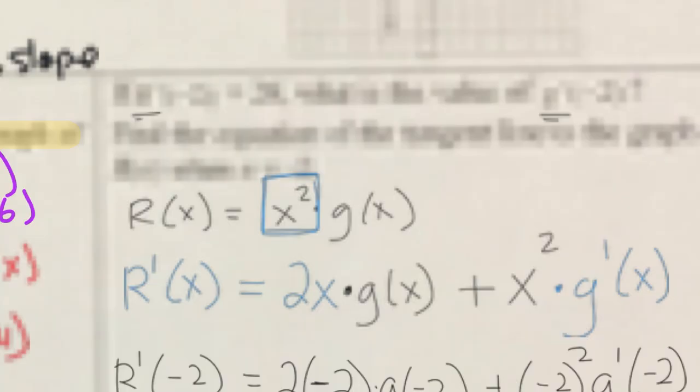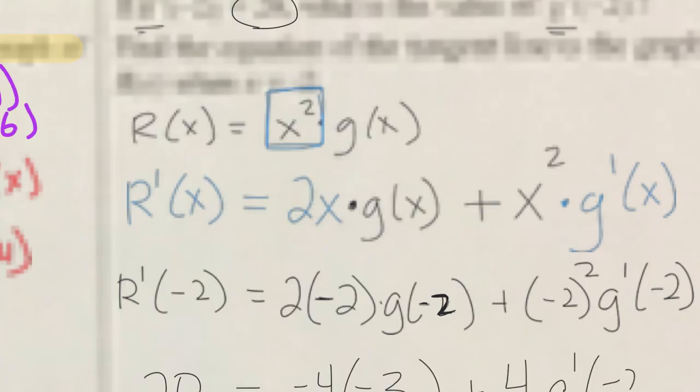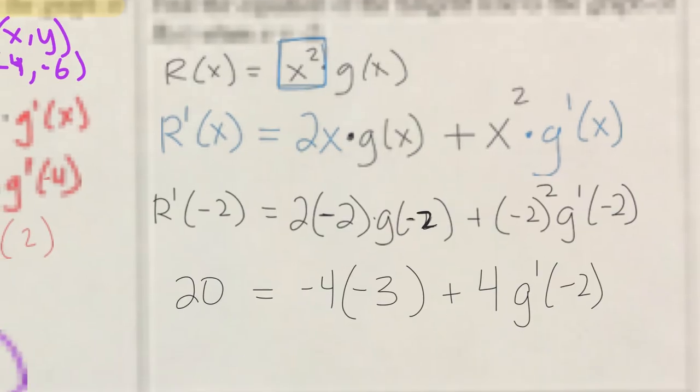Okay, so let's do some simplifying in here. I know that r prime at negative 2 is 20. So 20 goes here. 2 times negative 2 is negative 4. And what is our y value from our g graph when x is negative 2? Okay, that's negative 3. Plus, negative 2 squared is 4. And we don't know what g prime at negative 2 is, right? That's what we're trying to solve in the question. What is g prime at negative 2? So this is now an algebra problem. 20 equals 12 plus 4 g prime at negative 2.